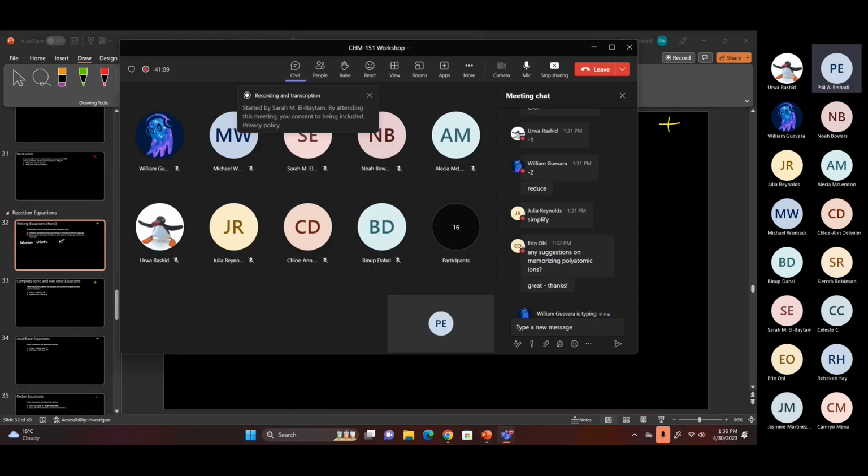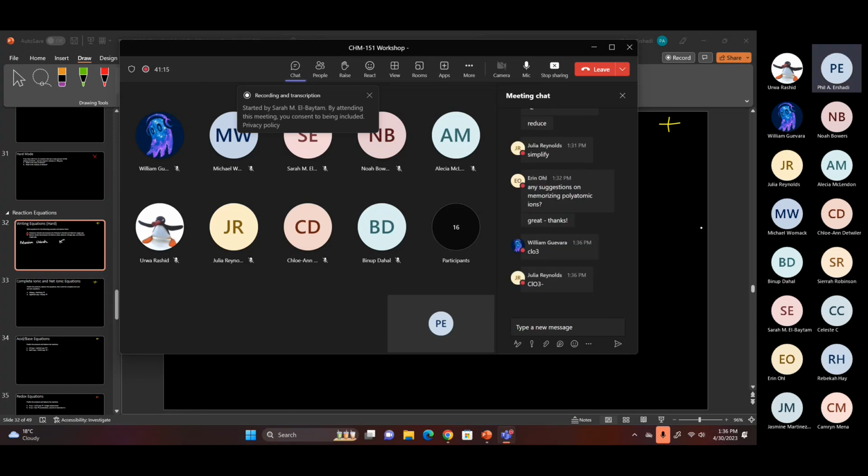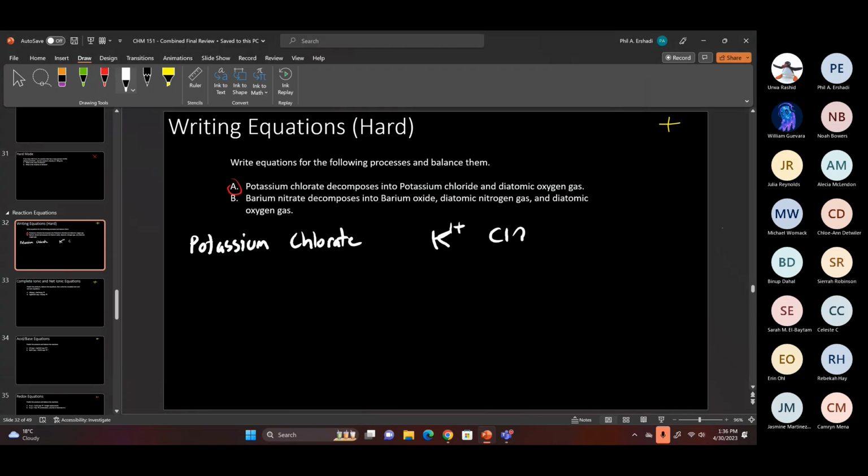Does anyone remember that one? ClO3 and the charge? Negative. Very good. So together they make KClO3, and that is the first entry in our equation.